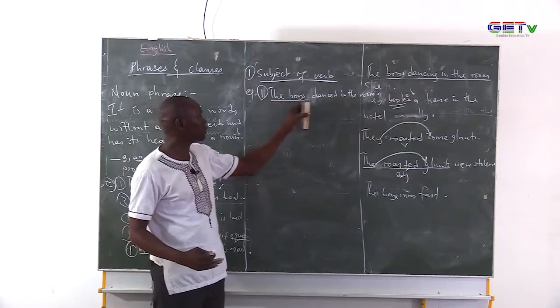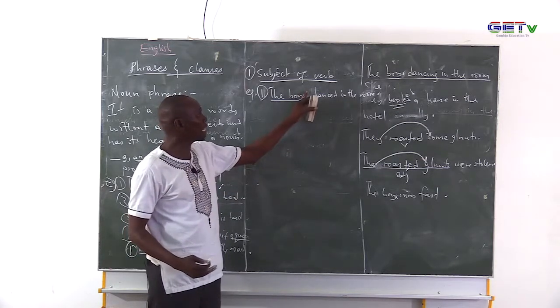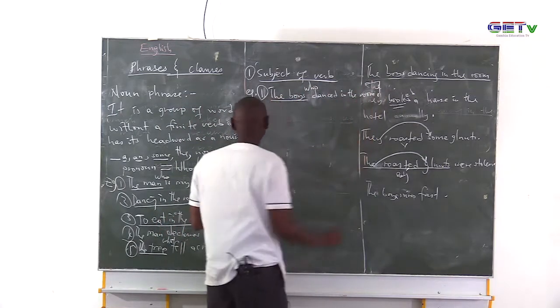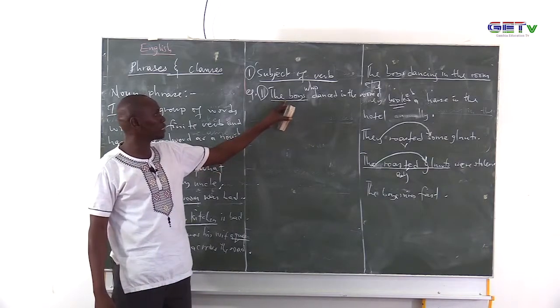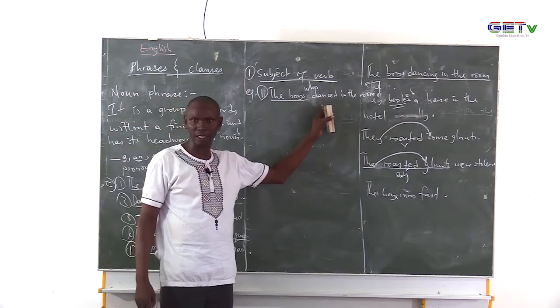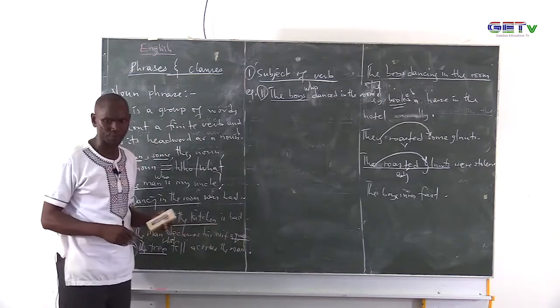And now by looking at this, we know it can answer the question, what or who? Who danced in the room? If you put who here, who danced in the room, the answer is going to be the boys. You get the point? So this becomes a noun phrase, and it is subject of the verb danced. I hope you are following. Good. So we move on to another example.